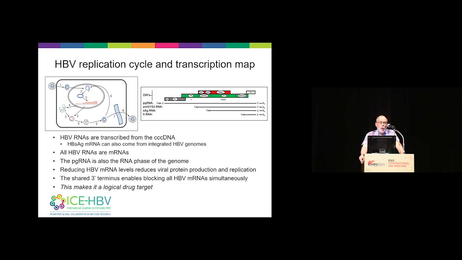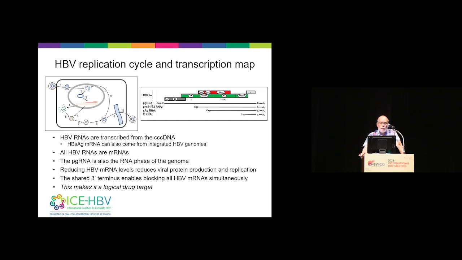All HBV RNAs are messenger RNAs, so it's not like some viruses where they segregate the functions of their RNAs. Each of the RNAs is at least a messenger RNA. The pregenomic RNA, which is one of the longer forms of RNA that you see here, is also the RNA phase of the genome, so it has a dual function. Reducing HBV RNA levels would reduce viral protein production, and if you reduce viral protein production and the RNA phase of the genome, obviously you're going to block viral replication too.